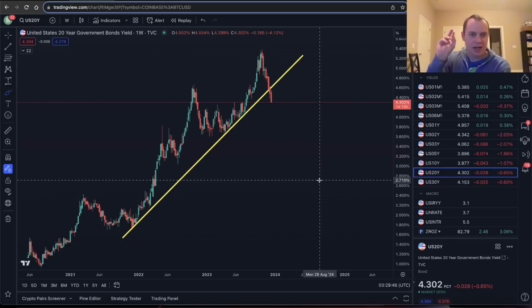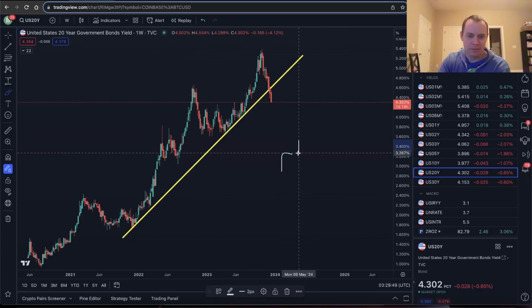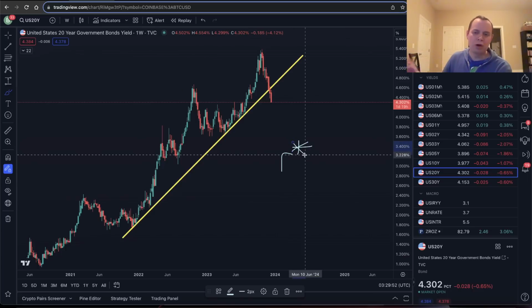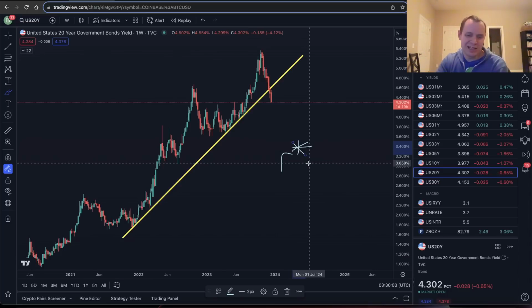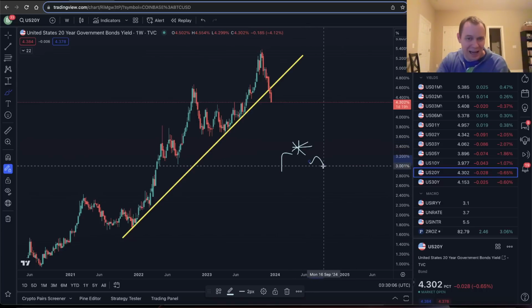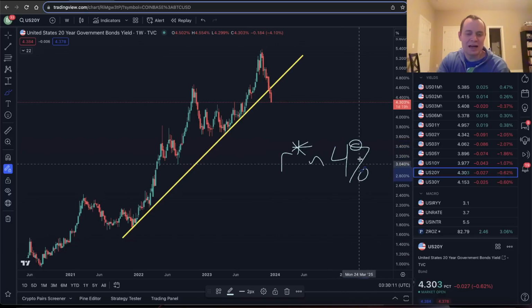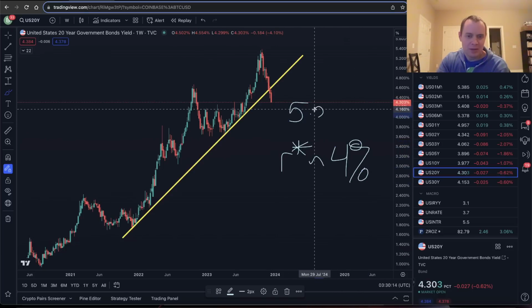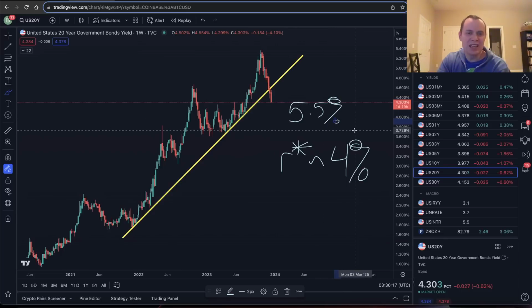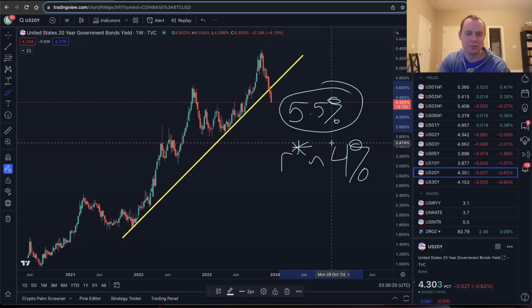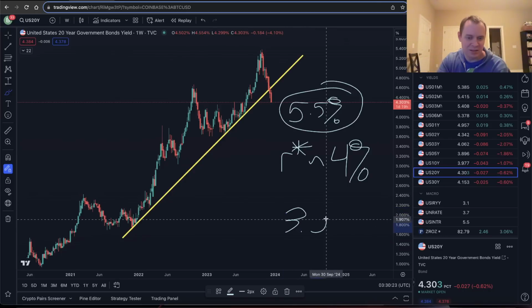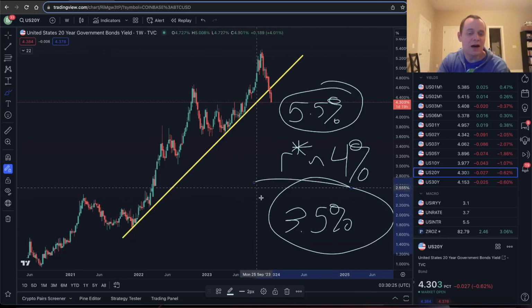So let's think about this for a second. R star is the theoretical neutral rate: if Fed funds is above R star, then the economy contracts. If the Fed funds rate is below R star, then the economy expands. So let's just guess that R star is 4%. What that means is that as long as we're at 5.5%, it's going to put downward pressure on economic activity. It's going to make the economy slow down. But if you're at 3.5%, it would then theoretically make the economy speed up.